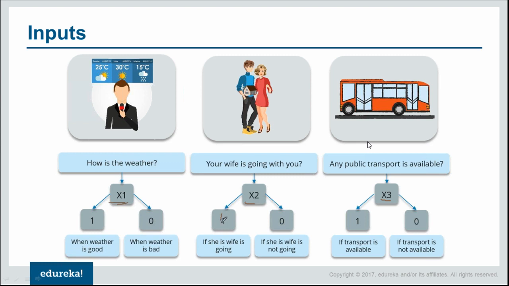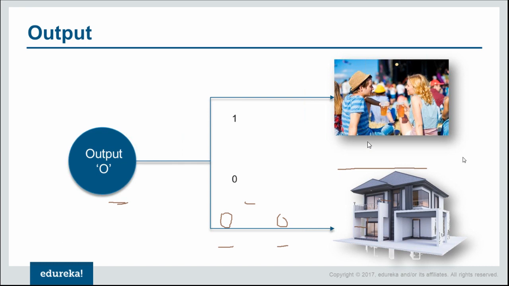And for x2, its value would be either 1 or 0. If its value is 1, it means your wife is going, and if it is 0, it means your wife is not going with you. Similarly, here we have another case, which is whether any public transport is available or not. If public transport is available, we set this value to 1, otherwise we set it to 0. So these are the different input variables we have.